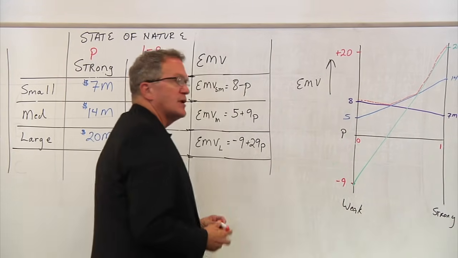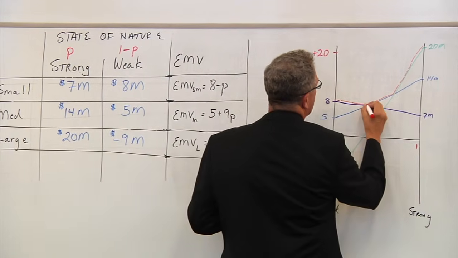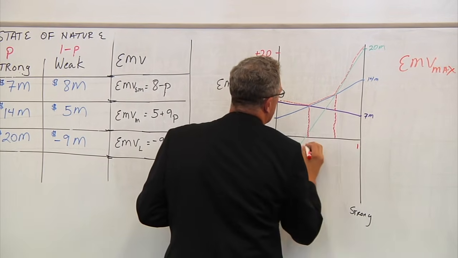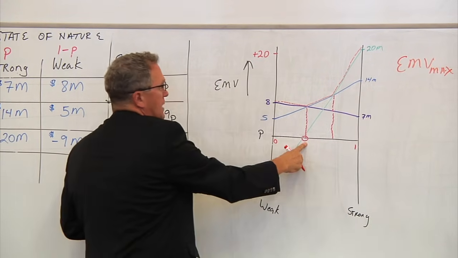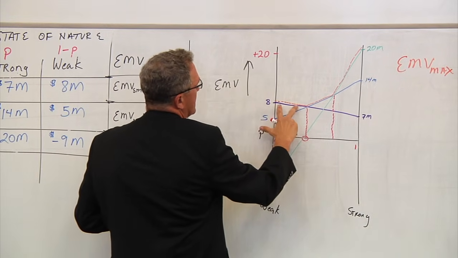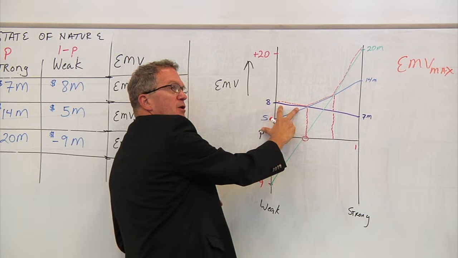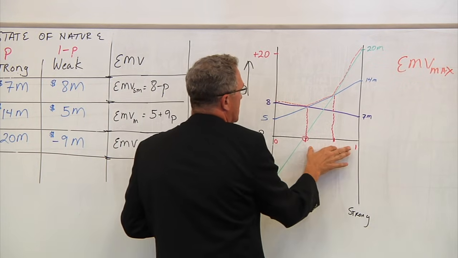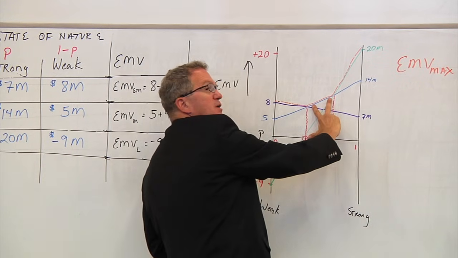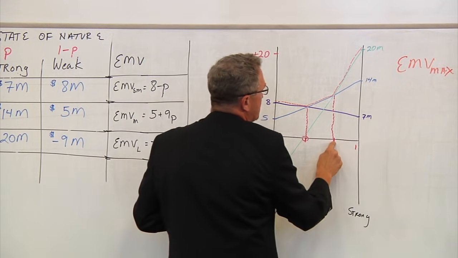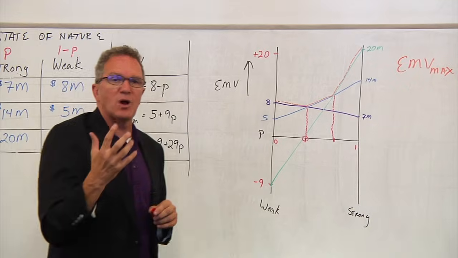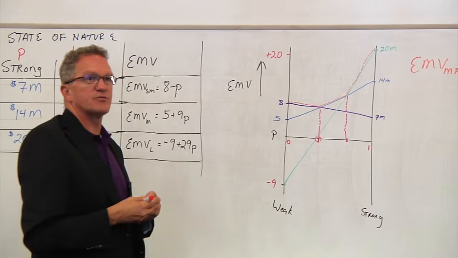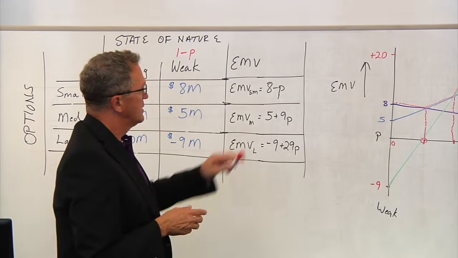It also kind of defines something for us. If I drop down from this intersection, at this value of P, from 0 to this value of P, the best option for me is small condos. If P is between this number and this number, I would prefer to invest in medium condos. And if P is bigger than this, as P gets closer to 100% probability of strong demand, I would prefer to invest in large condos. All right? That's exactly what this says.